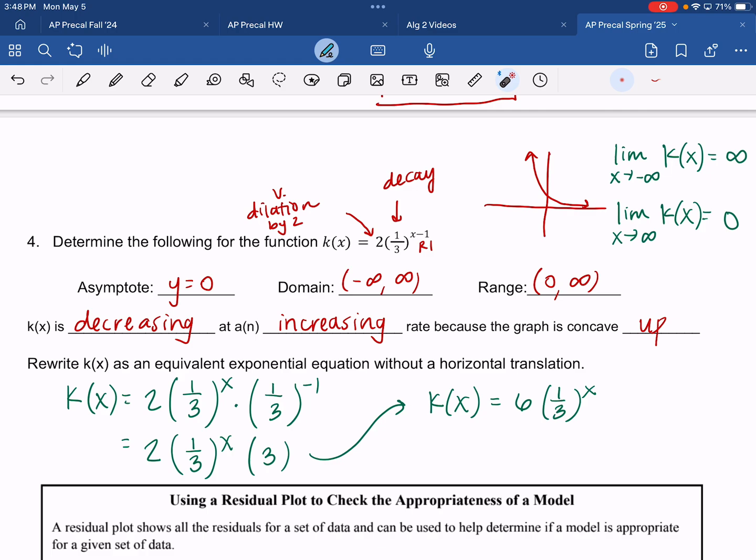This function was actually exponential decay. The base was 1/3. That's how I knew it was decay. It was not reflected. The vertical dilation doesn't affect our range or domain or asymptote. So it's a decreasing function, but at an increasing rate since it's concave up. The concavity will never change. The fact that it's decreasing won't change because it's exponential.